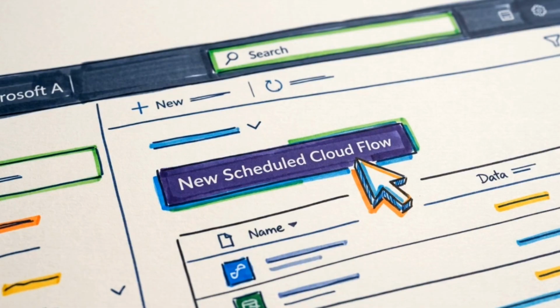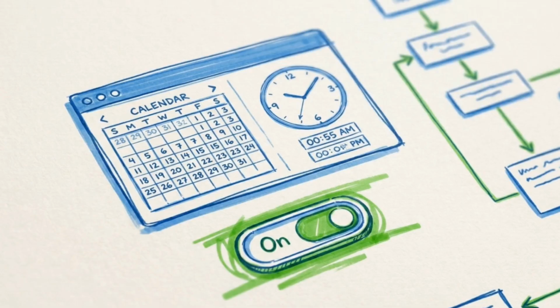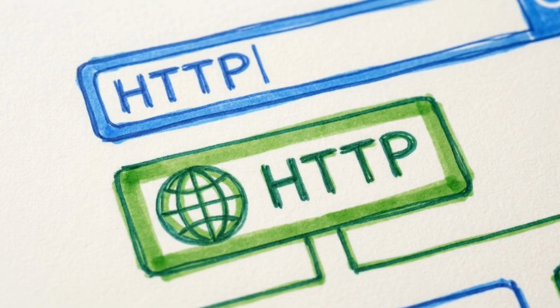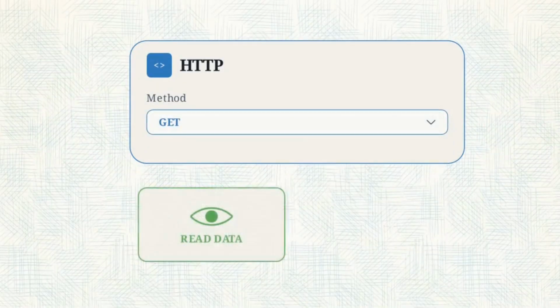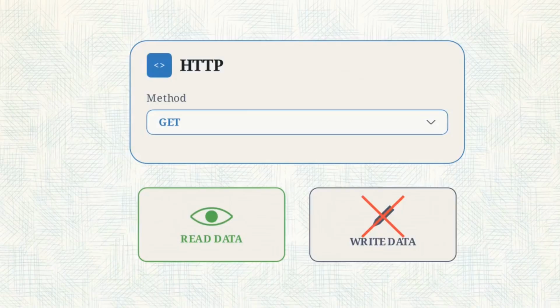Let's start the build. Inside Power Automate, create a new scheduled cloud flow. This allows you to dictate exactly when the automation runs. Then, add your very first action, the HTTP connector. We need to configure this HTTP action to a GET method, meaning we want to read data, not write it.